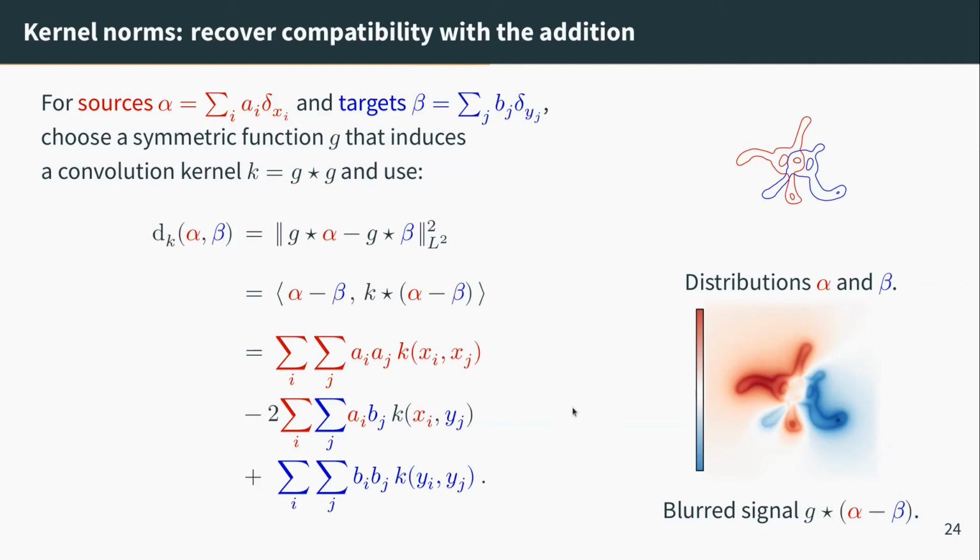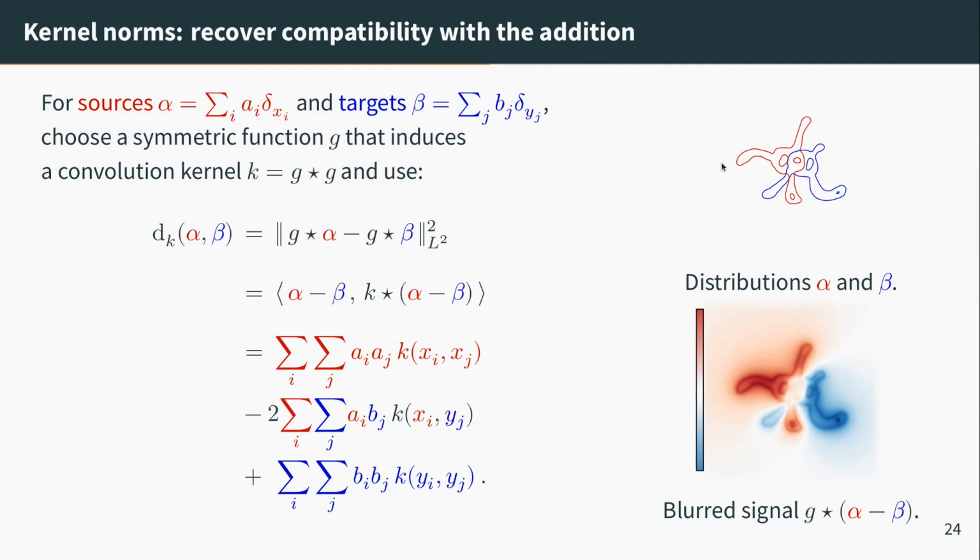So what we decide to do is we pick a symmetric function g, and we define the distance between alpha and beta as the squared Euclidean norm, the squared Euclidean distance, between the function g convolved with alpha and the function g convolved with beta. So this squared Euclidean norm, like L2 norm, is just the integral for all positions in the plane of g convolved alpha of x minus g convolved beta of x.